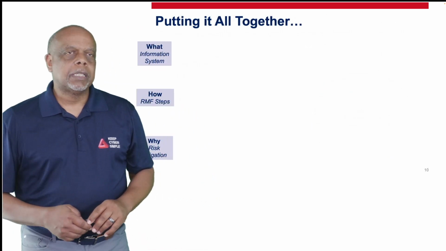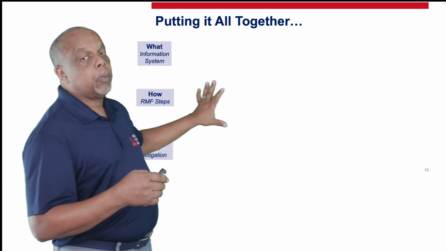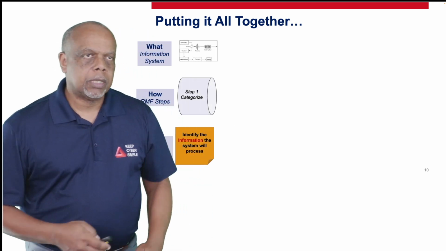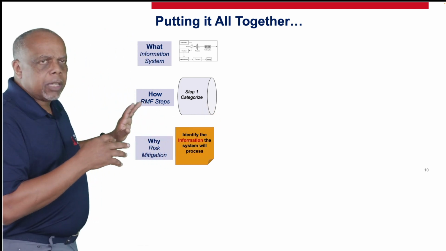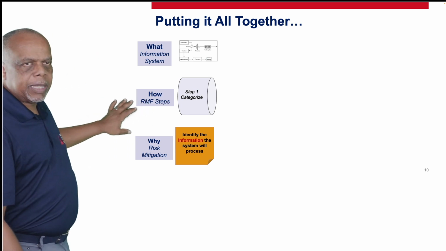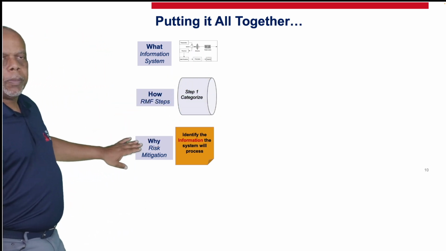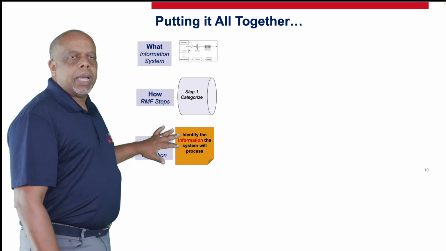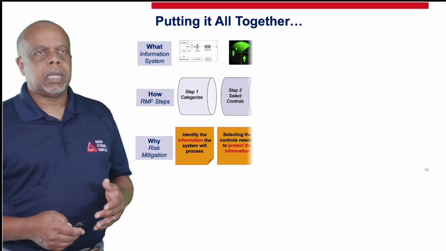So, all right, let's bring these pieces together, because this looks very similar to what you remember from week 1. I like tying things together because to me, it makes a lot more sense. So when we think about how we categorize the system, we think about the information system. This is how the RMF steps work. This is how we categorize. And why do we do it? Because there's risk. In this first step, just like we did when we bought our new house, we're going to identify the information the system is going to process.